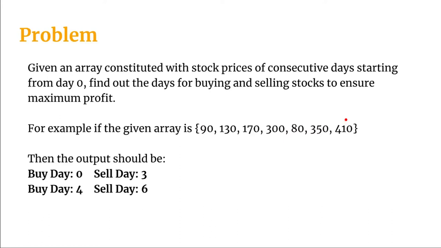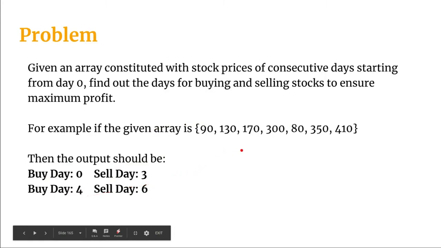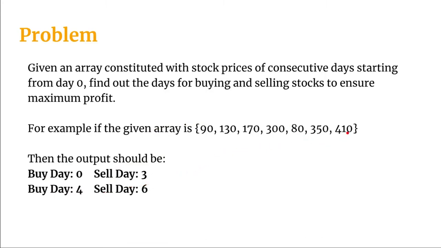What we have to do is find the days on which we should buy the stock and the days on which we should sell the stock so that the profit is maximized. So if the given array is this, the output should be: the first buy day will be 0, then the sell day will be 3, then again the buy day will be 4 and the sell day will be 6.